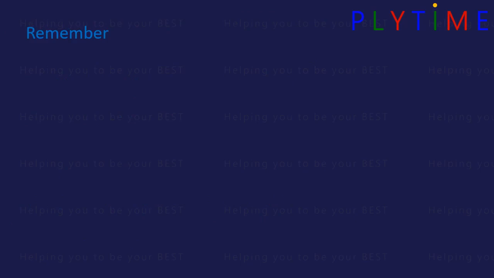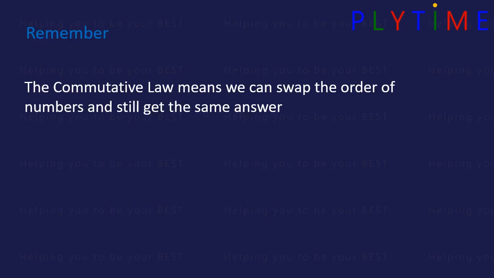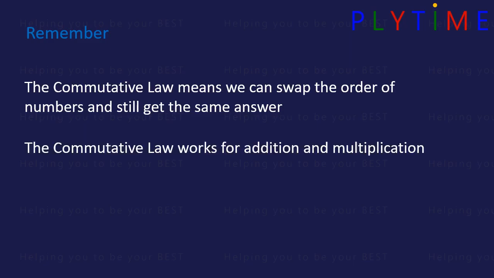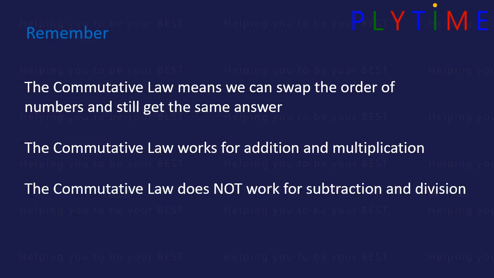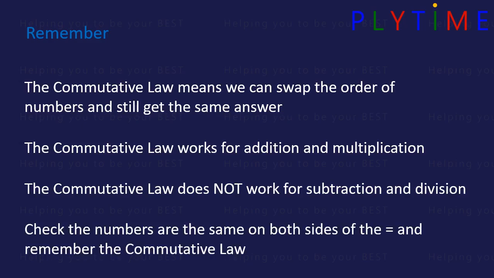Remember, the commutative law means we can swap the order of numbers and still get the same answer. The commutative law works for addition and multiplication. The commutative law does not work for subtraction or division. Check the numbers are the same on both sides of the equal sign and remember the commutative law.